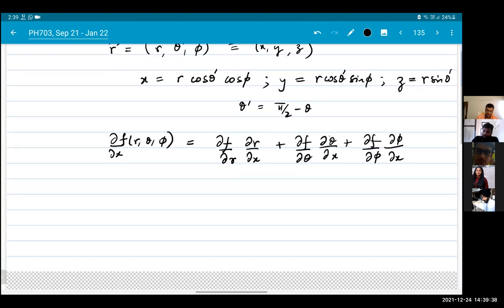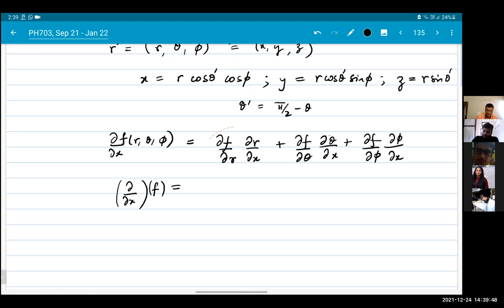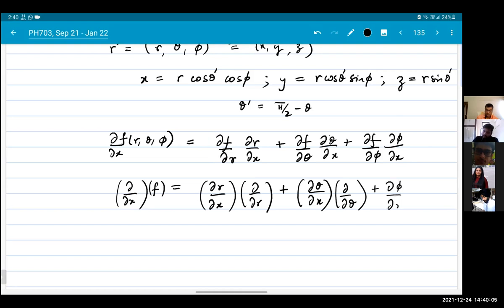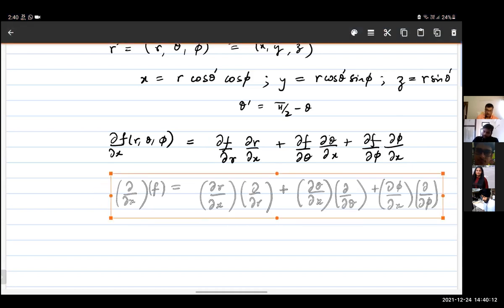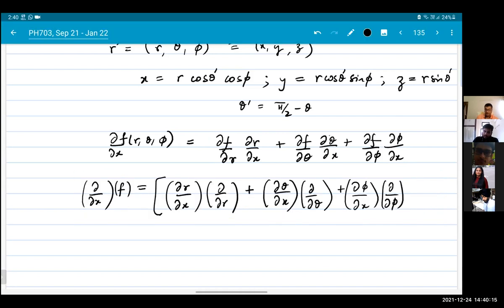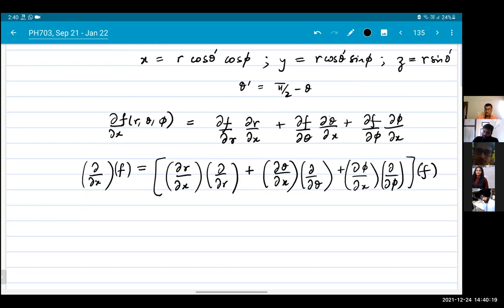And this expression, I'll write as d by dx acting on f. And the expression on the right, I will write in the following way: dr by dx times d by dr, d theta by dx d by d theta, d phi by dx d by d phi. Okay, and this whole thing acting on f. Now you can remove f from this picture. F is just a dummy function, and you get the expression for d by dx.